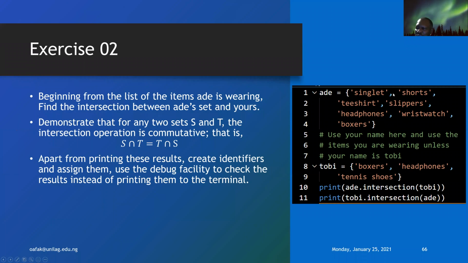So you use this code to demonstrate commutativity of the intersection operation. For this one, you don't need to use Toby if Toby is not your name. You can use your name or any other identifier. Remember, even if it's your name, let us say your name is very long and has spaces, you don't use a space here, because once you use a space, it will not be a proper identifier and you are going to get an error at that point.